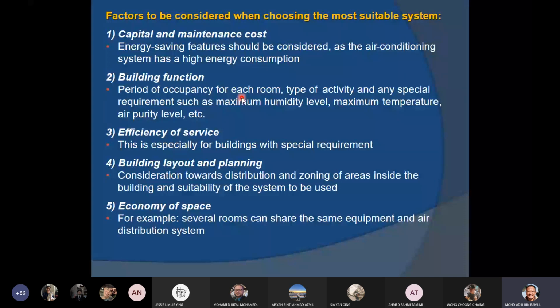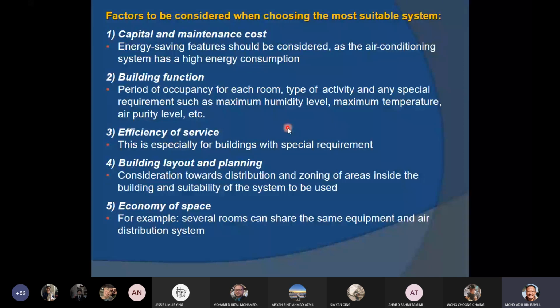Because like some air conditioning systems, like I mentioned, the single zone system where constant temperature is supplied to all the spaces, but maybe some spaces don't require to be air conditioned all the time, right? So that's why the control method is important. You need to know what type of building to be used with what kind of control system. But again, the M&E engineer would advise on this. Then efficiency of service, especially for buildings with special requirements.